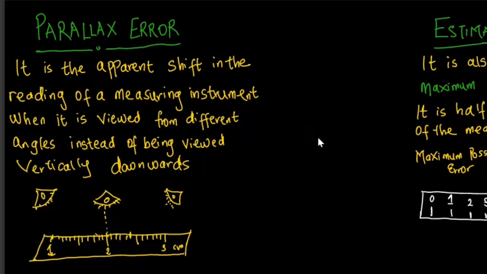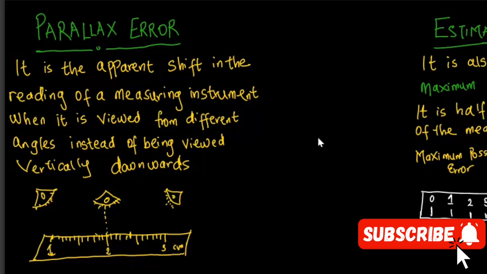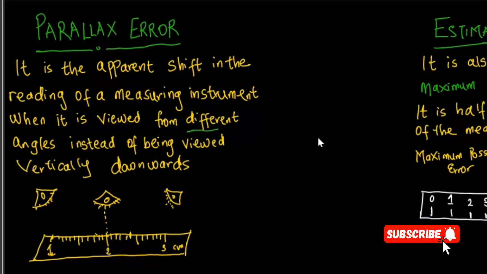In the last section of this video, I'm going to explain parallax error and estimated uncertainty. So we'll begin by looking at parallax error, and it is popularly called error due to parallax by students during physics practical examination. So what is this error? This error happens when there's an apparent shift in the reading of a measuring instrument when it is viewed from a different angle rather than being viewed vertically downward.